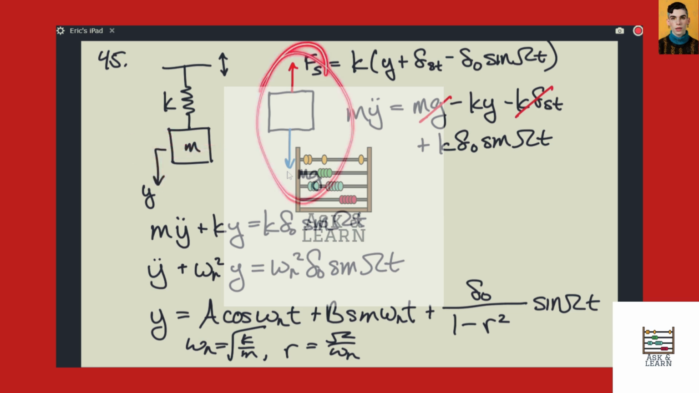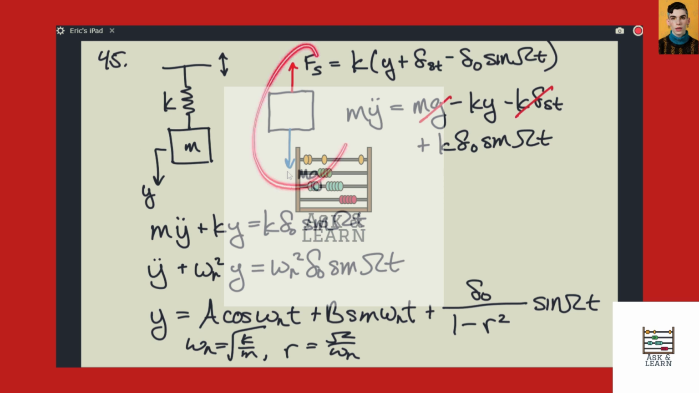So if we draw a free body diagram of this block, we have mg acting, and we have the force in the spring, and the force in the spring is the change of length. So the change of length is whatever y is here, plus the static deflection. So that's the change in length. That's the motion of this end of the spring. The motion of this end is this, so we need to take the difference of those two. So we get this minus this, and that's the total change in length of the spring from when it was unstretched.